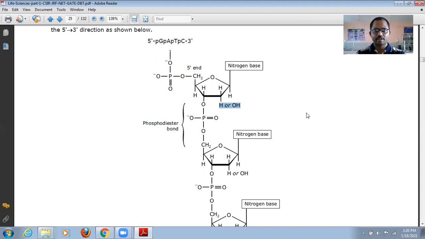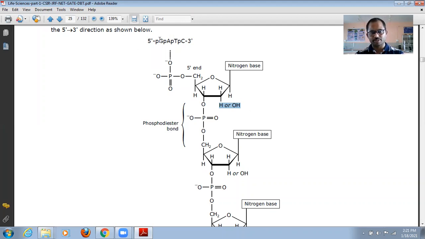DNA is made up of adenine, guanine, cytosine and thymine. Similarly, RNA is made up of adenine, cytosine, uracil and guanine. So this is the basic thing regarding DNA as well as RNA. Now we are trying to understand how these nucleotides are joined. First, try to understand the structure of nucleotides.